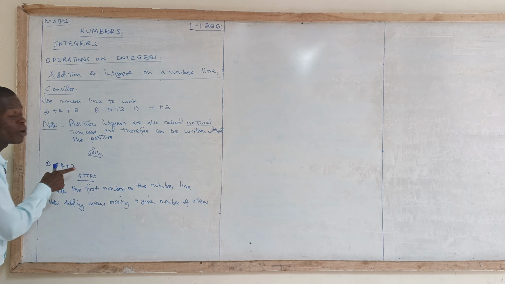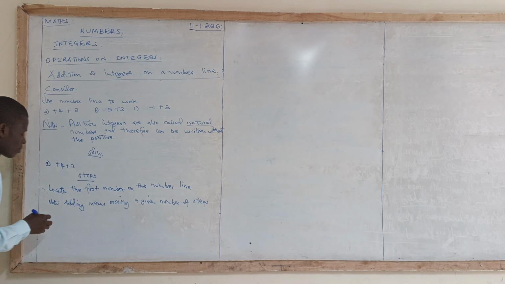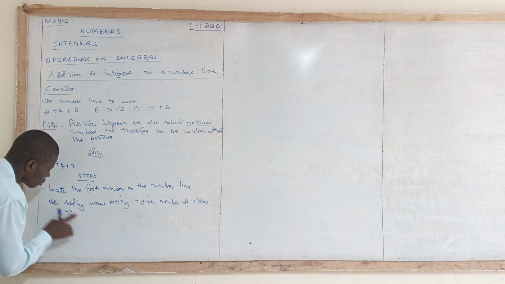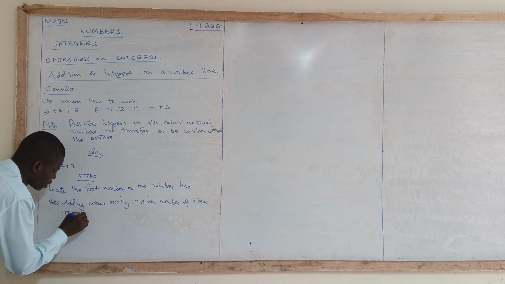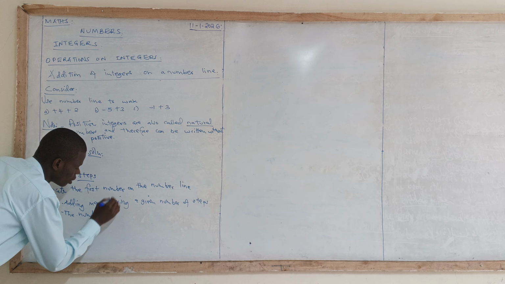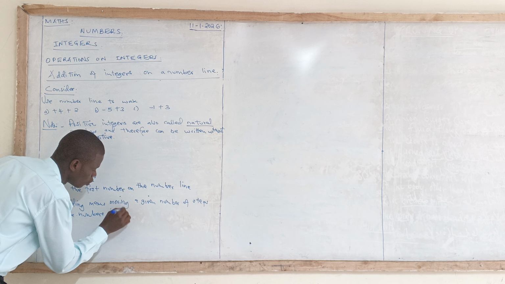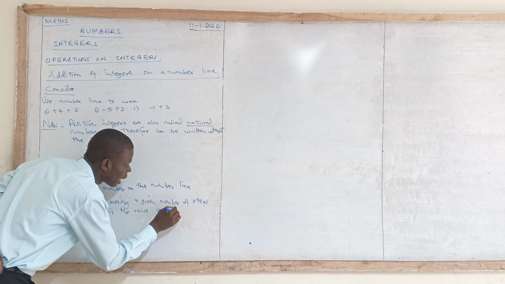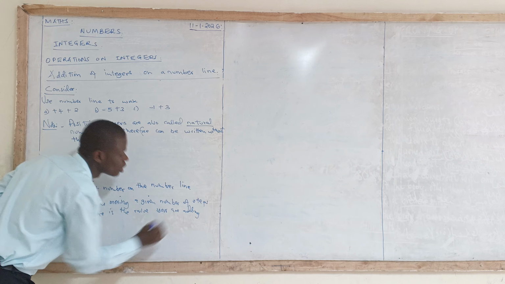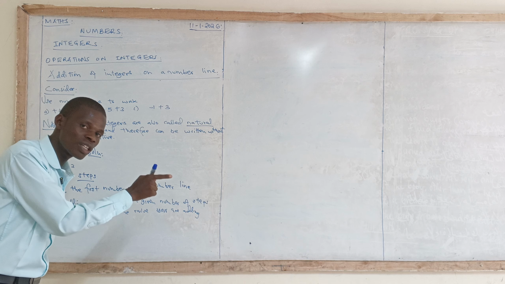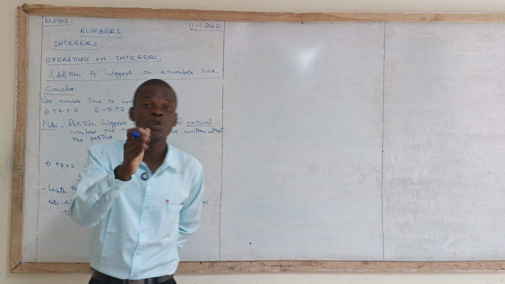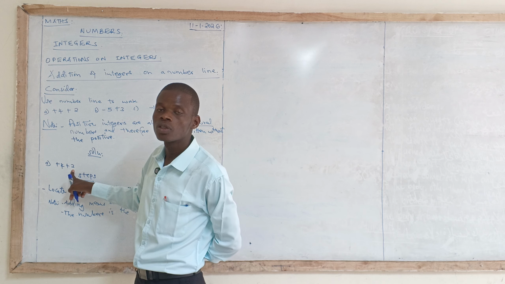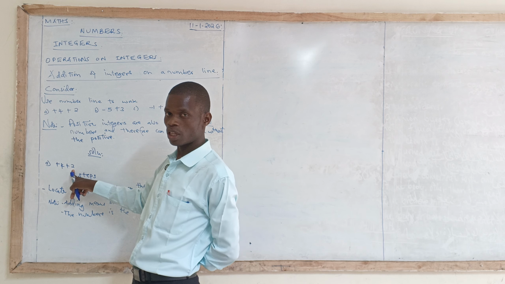Very simple. So here, how many steps? The number of steps is whatever you are adding. The number of steps you are moving to the right or moving to the left is that value you are adding. For example, here I'm adding positive 2. So I'm moving how many steps? 2 steps. Positive, to the right.